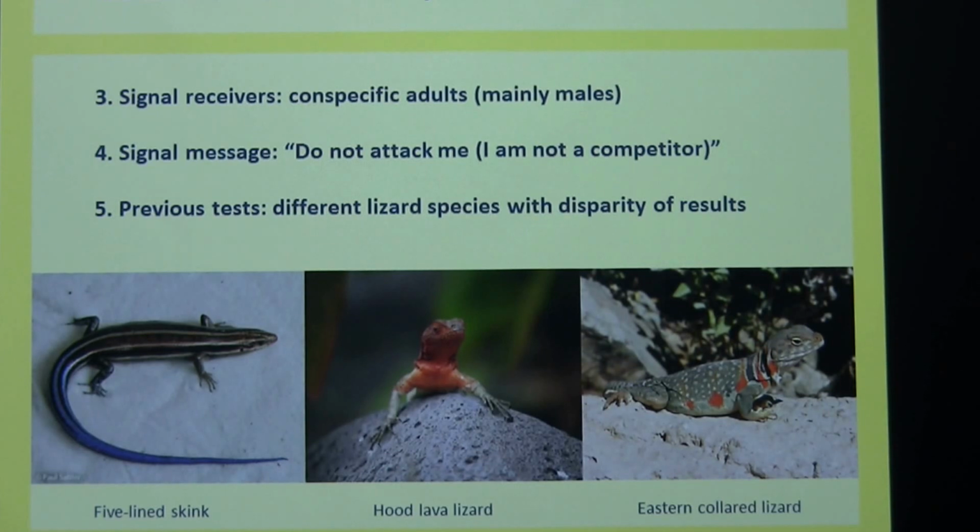The receivers of the signal are conspecific adults, mainly males because they tend to be more aggressive, especially during the breeding season. The message of the signal is something like, don't attack me because I'm not a competitor. And this hypothesis has been previously tested in all these lizard species, but different studies reached different conclusions even within the same species.